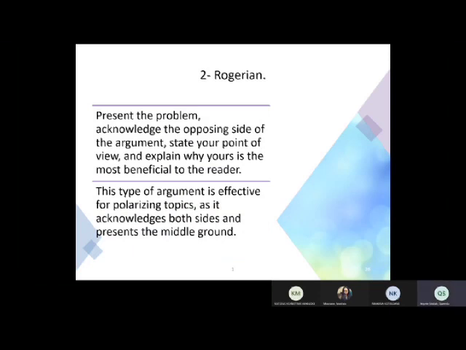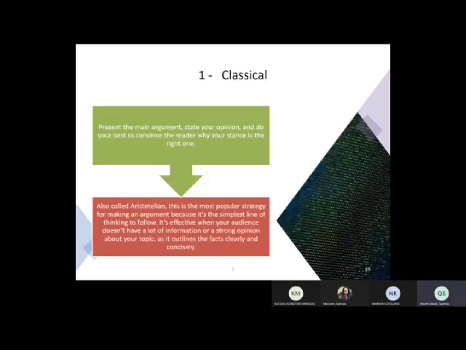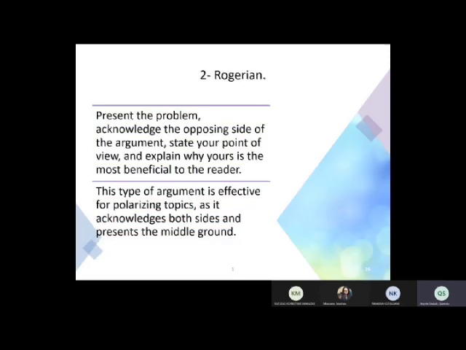So when I send the presentation, you will see here, this is the main focus of a classical, right? Then if you go to the Rogerian, you present the problem. Here you present the problem. You acknowledge the opposite side of the argument, right? Remember, we're still doing the argumentative essay. Then you state your point of view, right? Then you explain why yours is the best and the most beneficial to the reader.